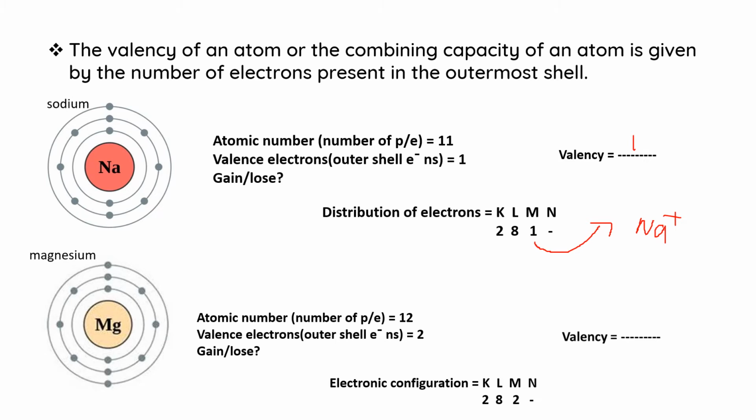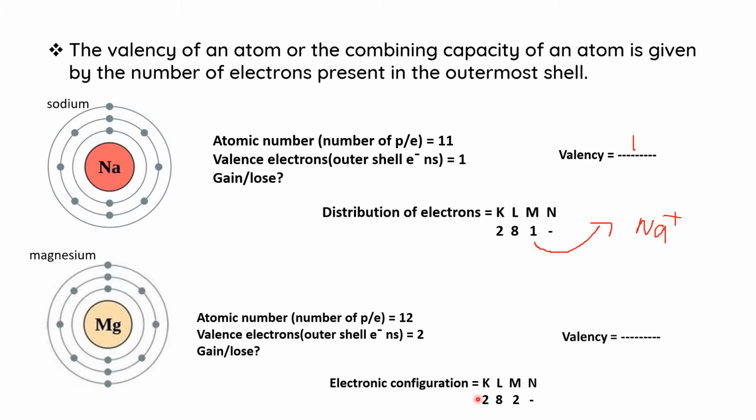Magnesium. Magnesium is Mg. Atomic number 12. Valence electrons. So first K shell 2 electrons, second L shell 8 electrons, and last shell 2 electrons. So 2 plus 8 plus 2, that is 12. Valence electrons 2. So gain or lose?